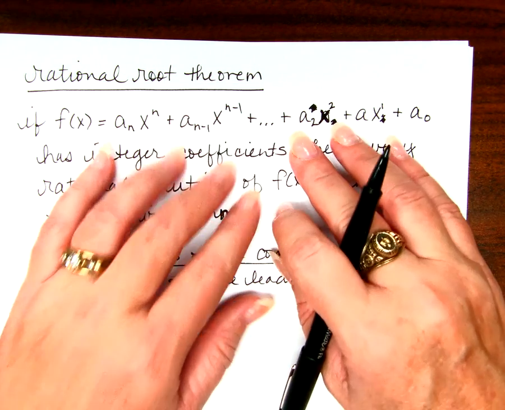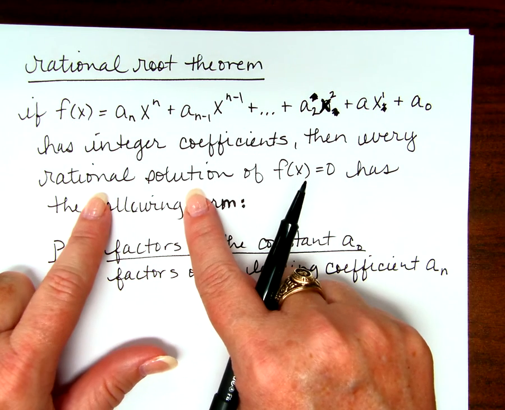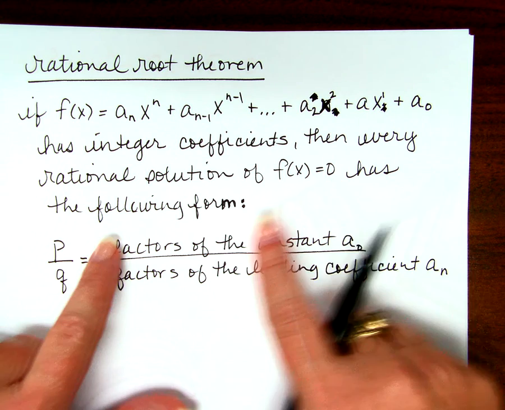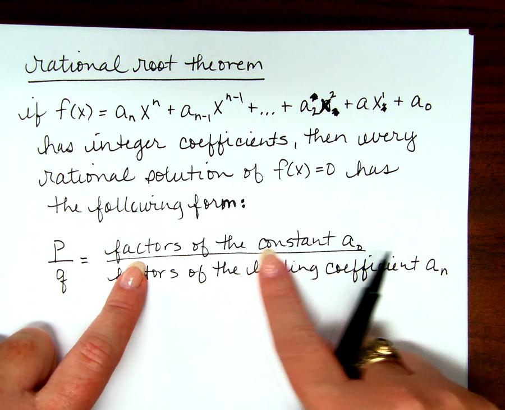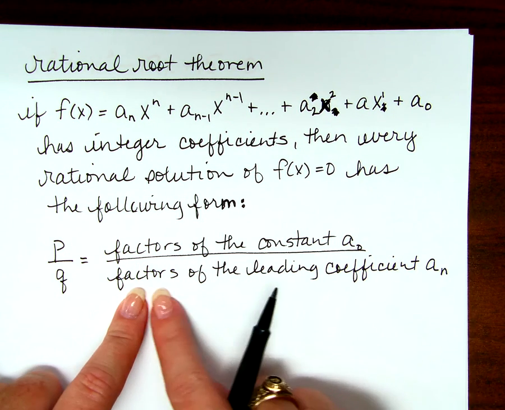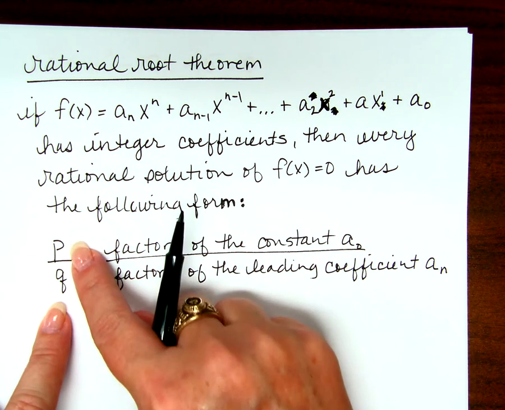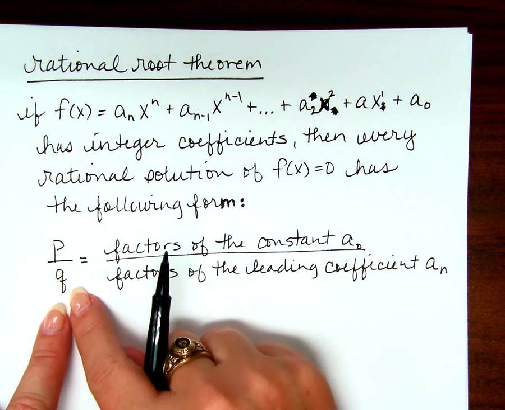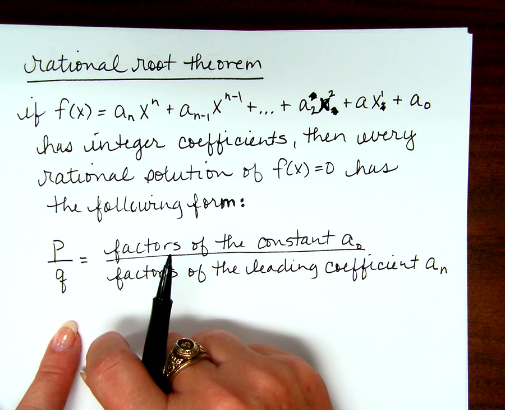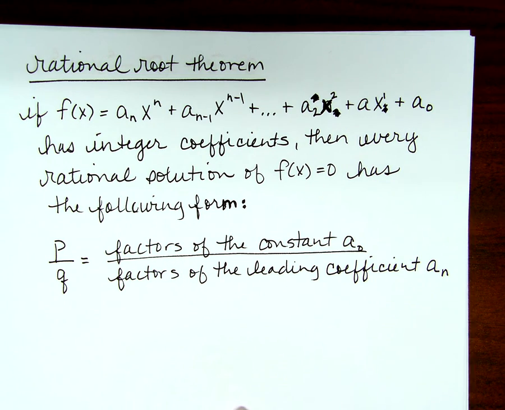So if this function has integer coefficients, then all the possible rational solutions to make this function equal to 0 look like this. All the factors of the constant, this one, divided by all the factors of the leading coefficient. We usually talk about P over Q. Why P and Q? I have no idea. Just because that's the letters we usually use. Got it? So now, what's the best way to try to understand a definition?